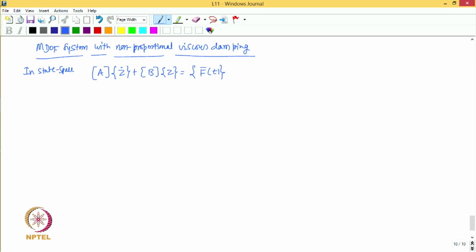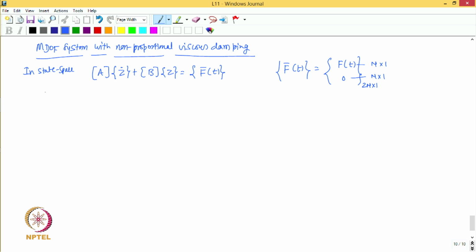So, this equation we derived when we considered modal analysis of multi-degree of freedom systems with non-proportional viscous damping, and here the vector F bar t consists of the vector F t, which is the vector of transient forces acting on the system, and a vector of zeros. So, this is a 2n by 1 vector, and F of t is nothing but a vector of n forces acting at n degrees of freedom. This is also a vector of n by 1.